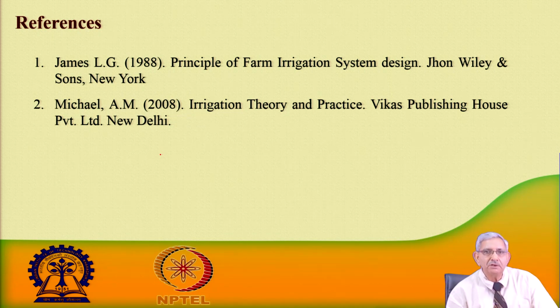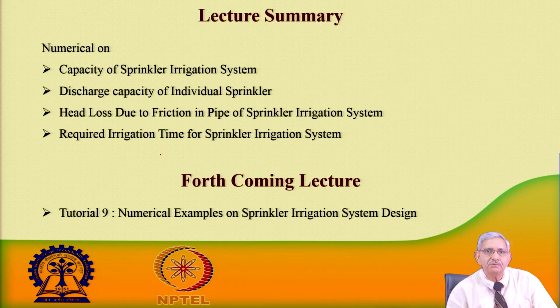Please refer to these books to work out more problems related to sprinkler irrigation systems. To summarize this lecture, we worked out numerical problems which dealt with the capacity of a sprinkler irrigation system. We also dealt with finding the discharge of individual sprinklers. We dealt with the head loss due to friction in the pipeline of the sprinkler system, and then the total irrigation time for the sprinkler irrigation system. This also we worked out.